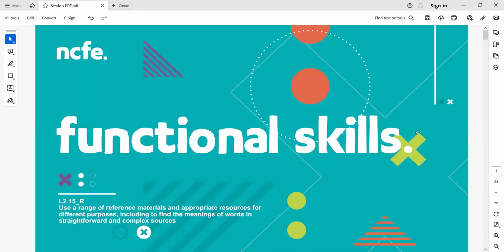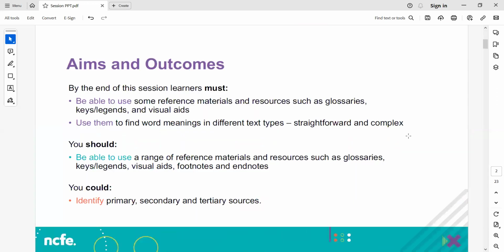This morning we're looking at reference materials and appropriate resources for different purposes, including to find the meaning of words in straightforward and complex sources.